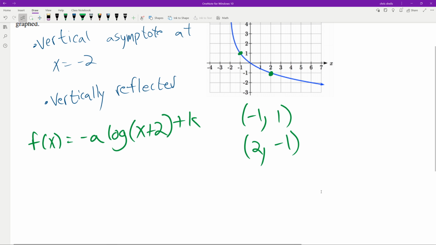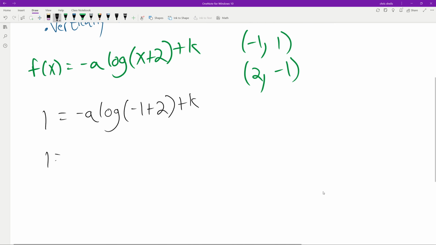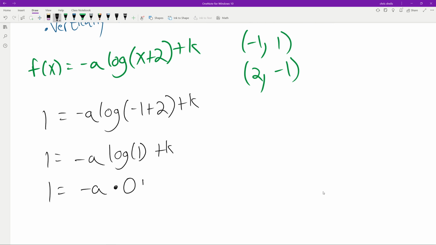Let's plug in the first point. Let's plug in -1, 1. F of -1 is 1. This is equal to -a times log of -1 plus 2 plus k. This gives me 1 equals -a times log of 1 plus k. Log of 1 is 0, so this is 1 equals -a times 0 plus k. And when I simplify, I get k equals 1.